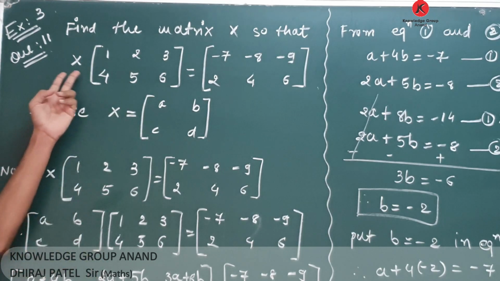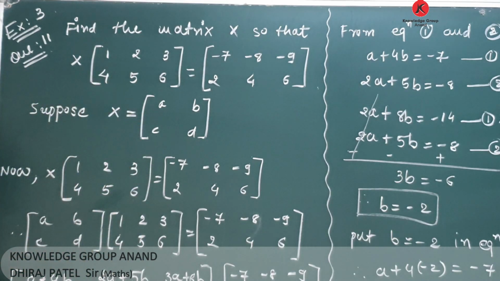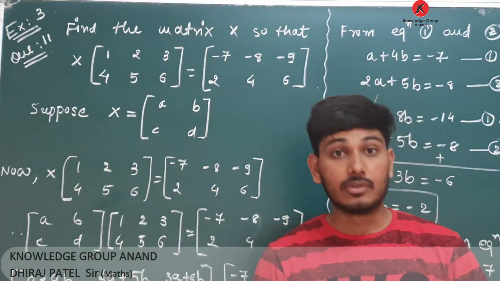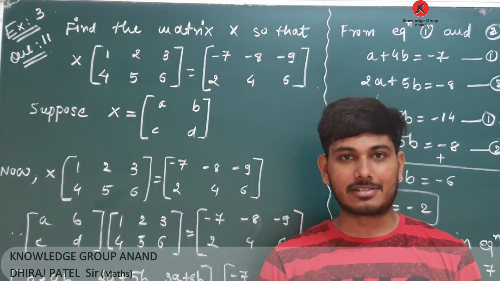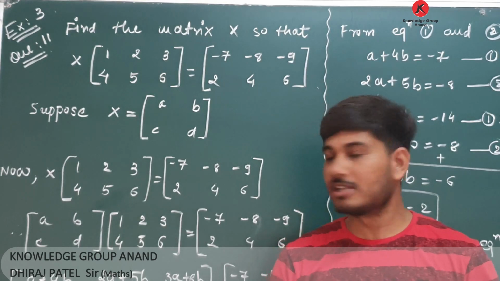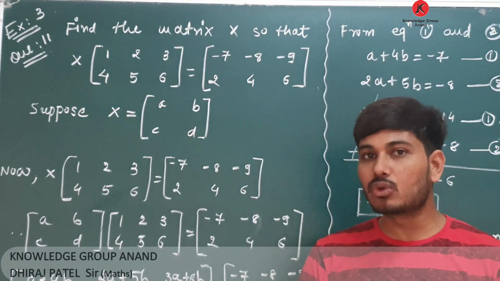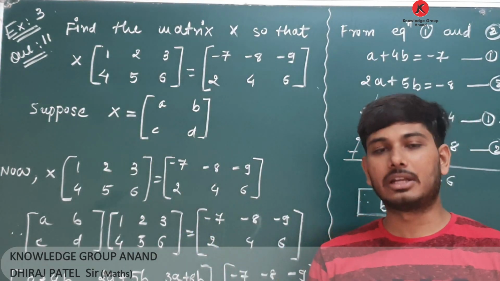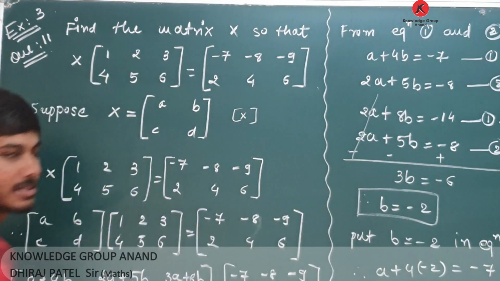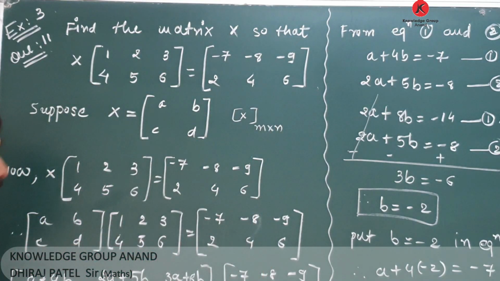For the calculation of matrix X, multiplication is required, therefore we have to assume all the elements of matrix X. Now, what is the order of matrix X? Therefore, we have to assume how many elements or variables are there. For the variables, we first have to find the order of matrix X. How can we obtain the order of matrix X? Suppose the order of matrix X is M by N.